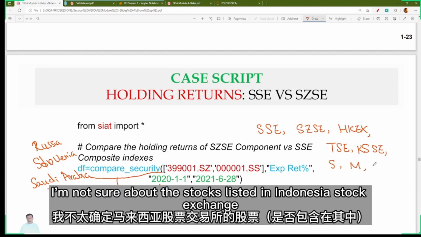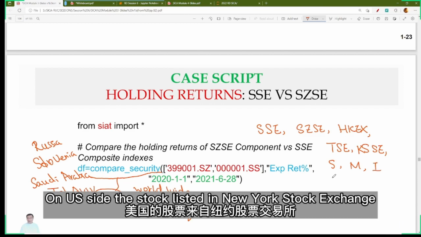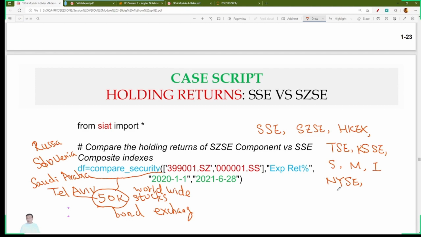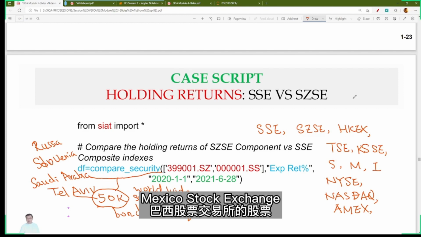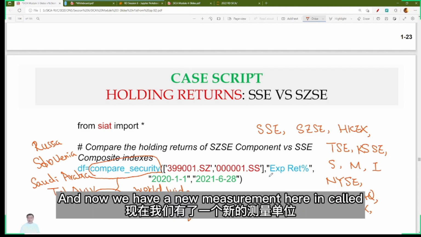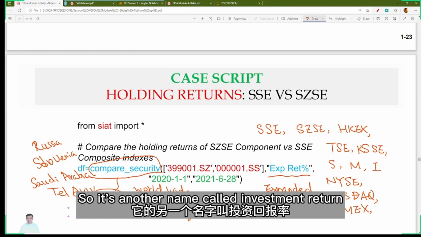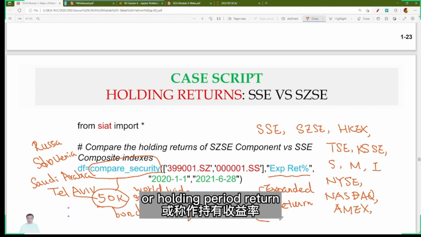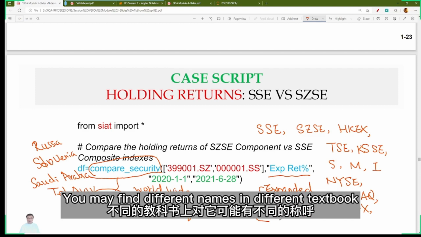I'm not sure about the stocks listed in Indonesia Stock Exchange. For the US side, the command supports the stock listed in New York Stock Exchange. Also for the stock listed in Brazilian Stock Exchange, Mexico Stock Exchange, or the stock listed in Argentina. And now we have a new measurement here called expanded return. So it's another name called investment return or holding period return. You may find different names in different textbooks.